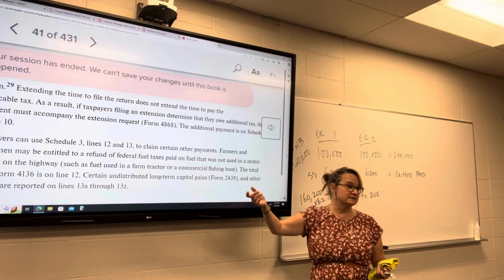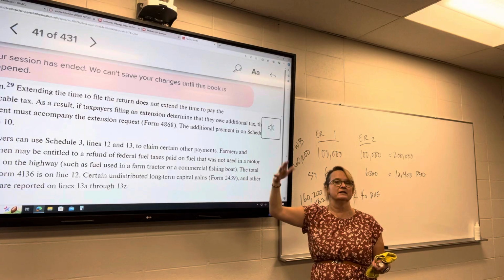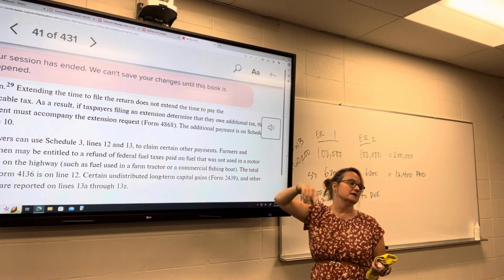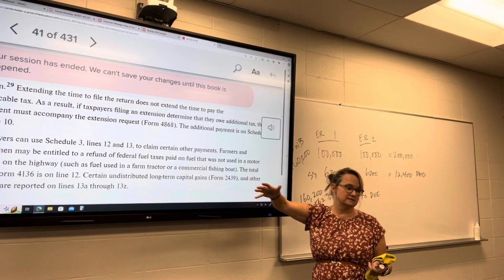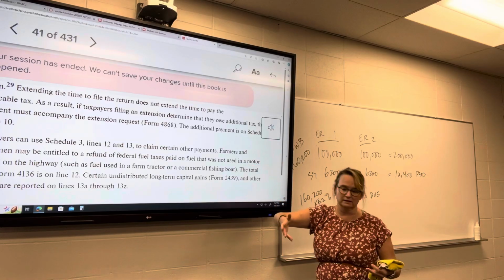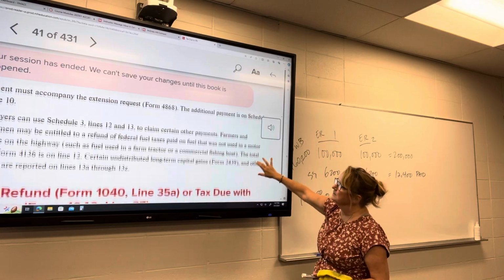It's automatically granted. You do have to file a form 4868, but it won't be rejected. You apply for it, but it's automatically accepted.